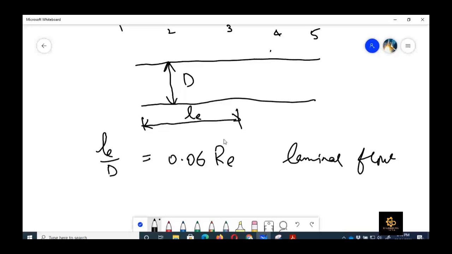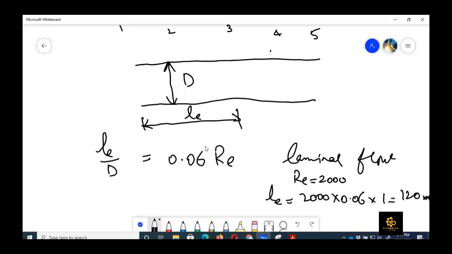But if the Reynolds number is like 2000, which still stays in the laminar range, then LE would be 2000 into 0.06 into a diameter of 1 meter, so it would be 120 meters. So now you can see that it depends linearly on the Reynolds number, right?